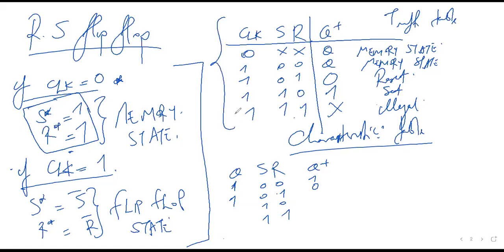From the truth table, I know that if my inputs are 0, 0, we have what we call a memory state. What does the memory state do? The memory state keeps the current state. So my current state here is 1. What will be my next state? It remains 1 because I have a memory state 0, 0.